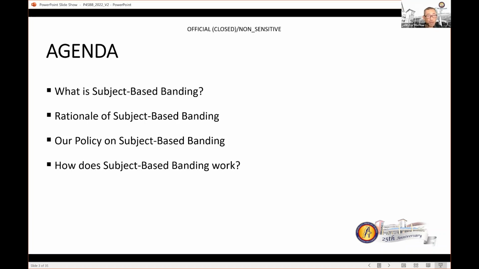So for those of us who have friends with children in other schools, you might find that different schools have a slightly different approach in terms of the way we do our subject-based banding. So here we will share with you the Admiralty way of doing our subject-based banding. And of course we will share with you how the whole thing actually works for your child from the end of P4 all the way until the child reaches P6 PSLE.